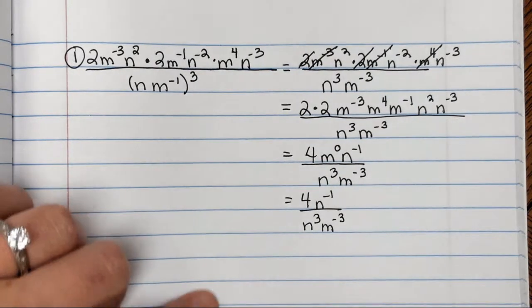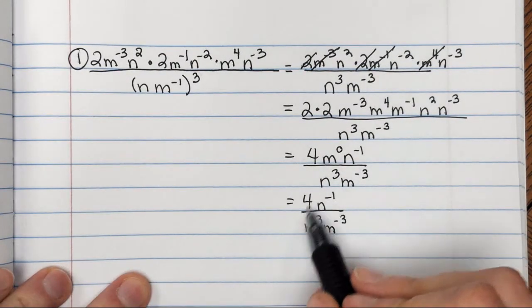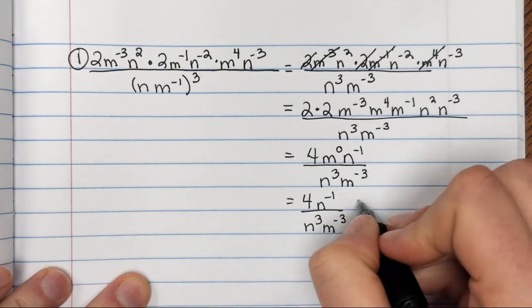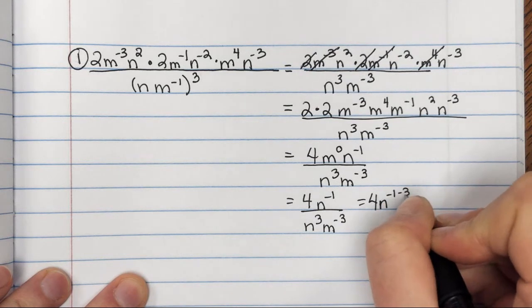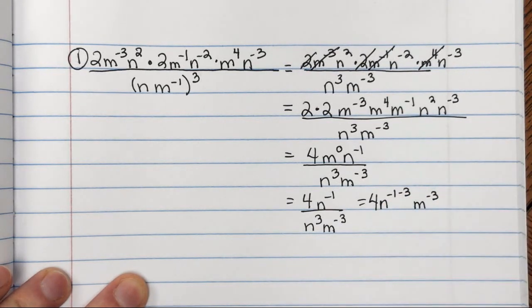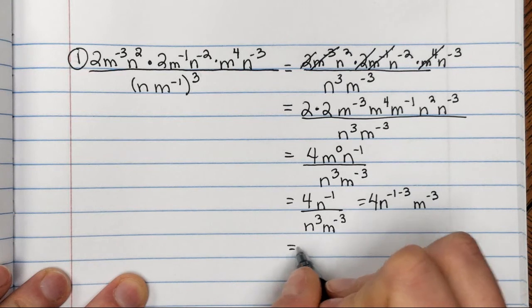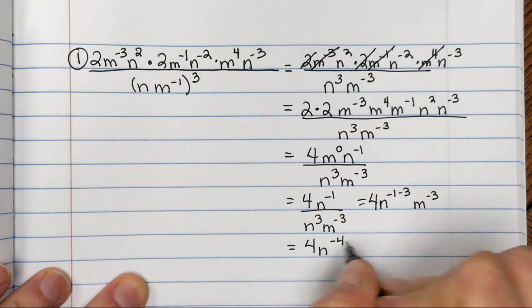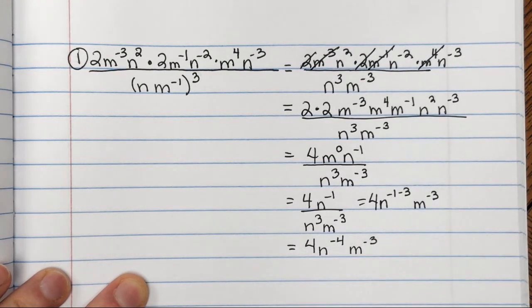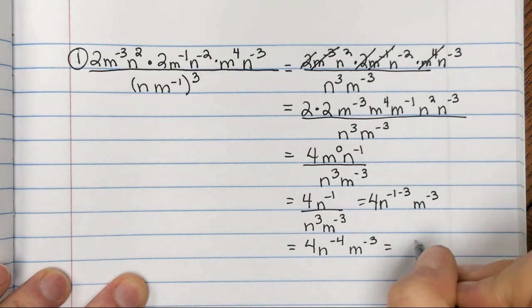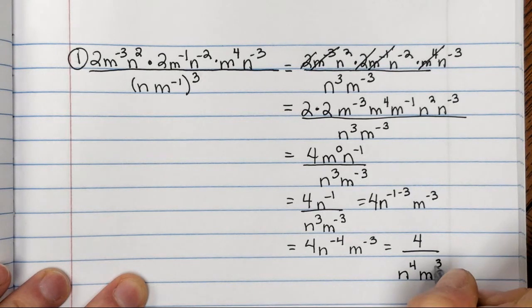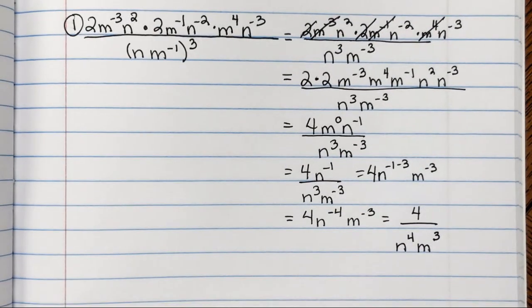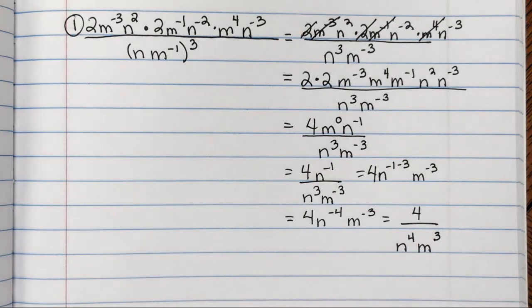Okay. So then I can use my division rule, subtracting exponents, negative 1 minus 3. So I would have 4 times n to the negative 1 minus 3, m to the negative 3. And that's going to give me 4n to the negative 4, m to the negative 3, which simplifies all the way down to 4 over n to the 4th, m to the 3rd. And again, this is why I decided to do this all on a separate paper instead of trying to cram it in on your notes page.